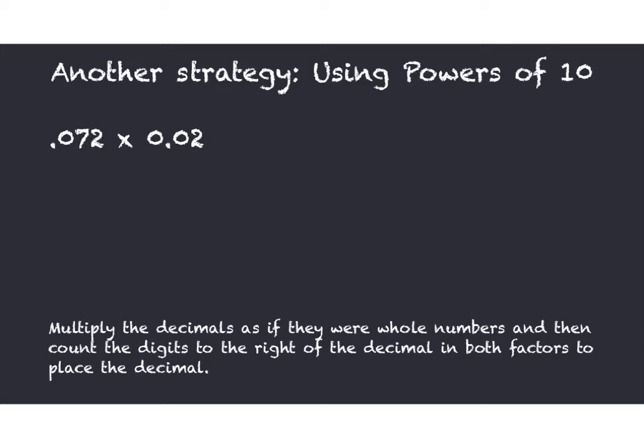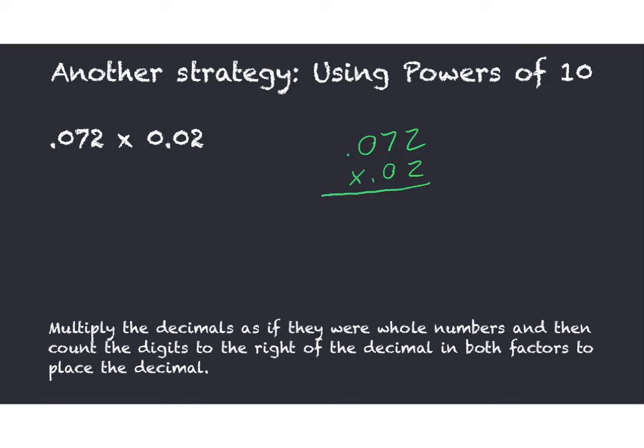So when we're multiplying decimals using the strategy of powers of 10, we'll multiply the decimals once again just like they were whole numbers. But then to place the decimal, we're going to count the digits to the right of the decimal in both factors to place the decimal. Let me demonstrate it for you. So I'm going to go ahead and write out these two factors here. 72 thousandths times 2 hundredths.